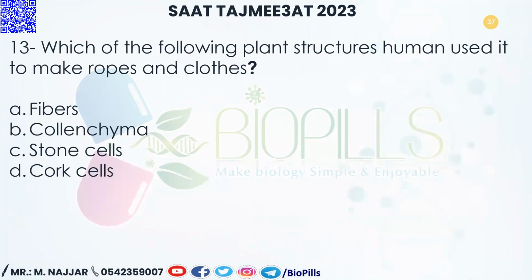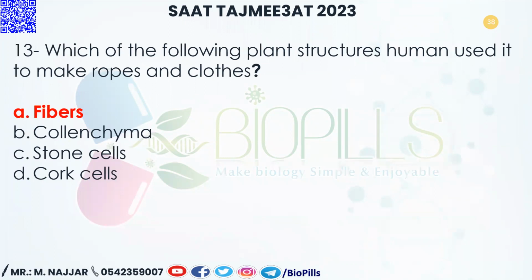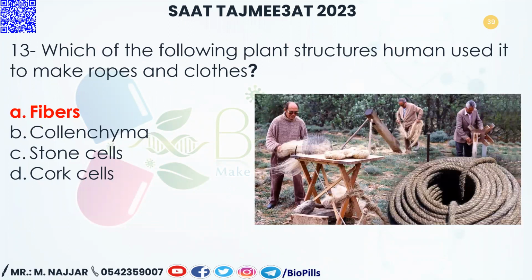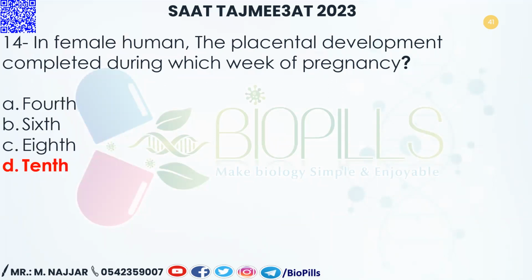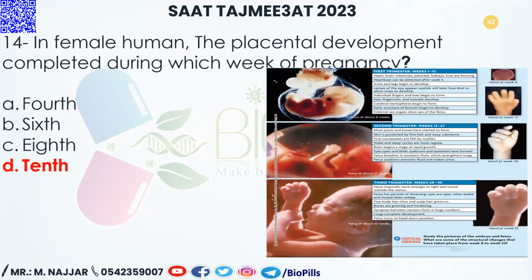Question number 13, which of the following plant structures did humans use to make ropes and clothes? That's very, very easy. It is the fibers, plant fibers. Very easy. In female humans, the placental development is completed during which week of pregnancy? You must know this. Yeah, 10th. I know it's a little bit hard, but you have to know all of the different stages, even those that occur in the 3 trimesters: first, second, and third.